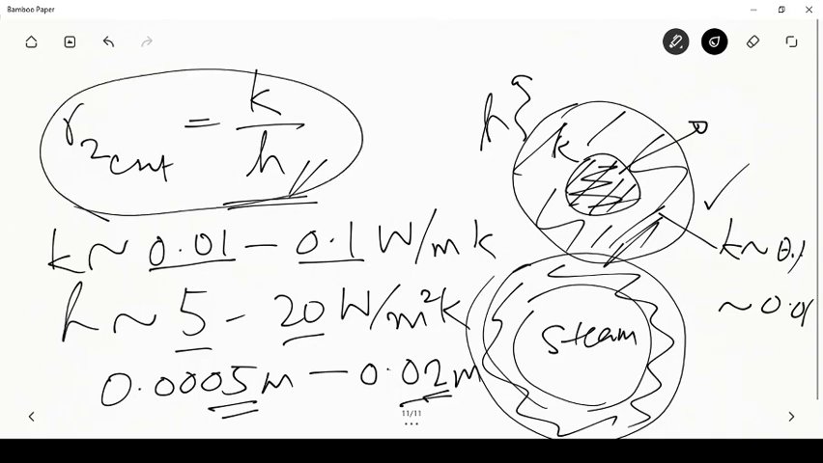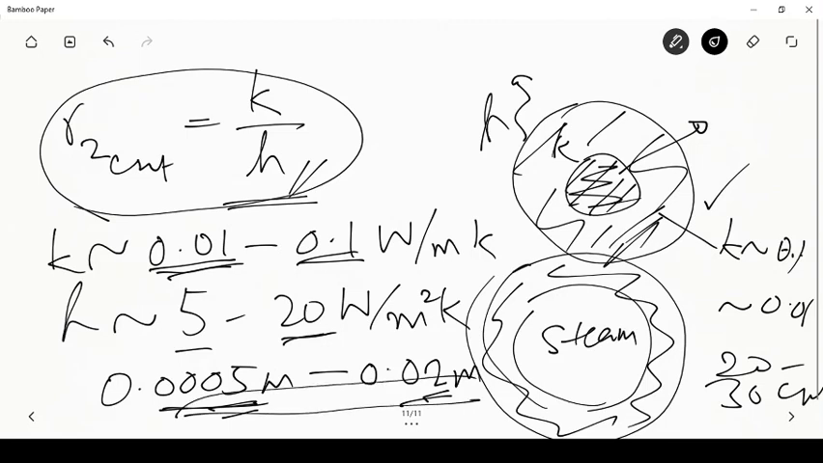But if I look at the steam pipes, the k is of a similar order, 0.01 typically, 0.1 is actually not normally used, and the heat transfer coefficient is, let us say, 20, so you get this in the range of so much. But steam pipes are typically of a diameter which is like 20 to 30 centimeters or 200 to 300 millimeters, which is well outside the range of the critical radii. So you don't really need to worry about the critical radius, because for steam pipes you will always be at a radius higher than critical radius.